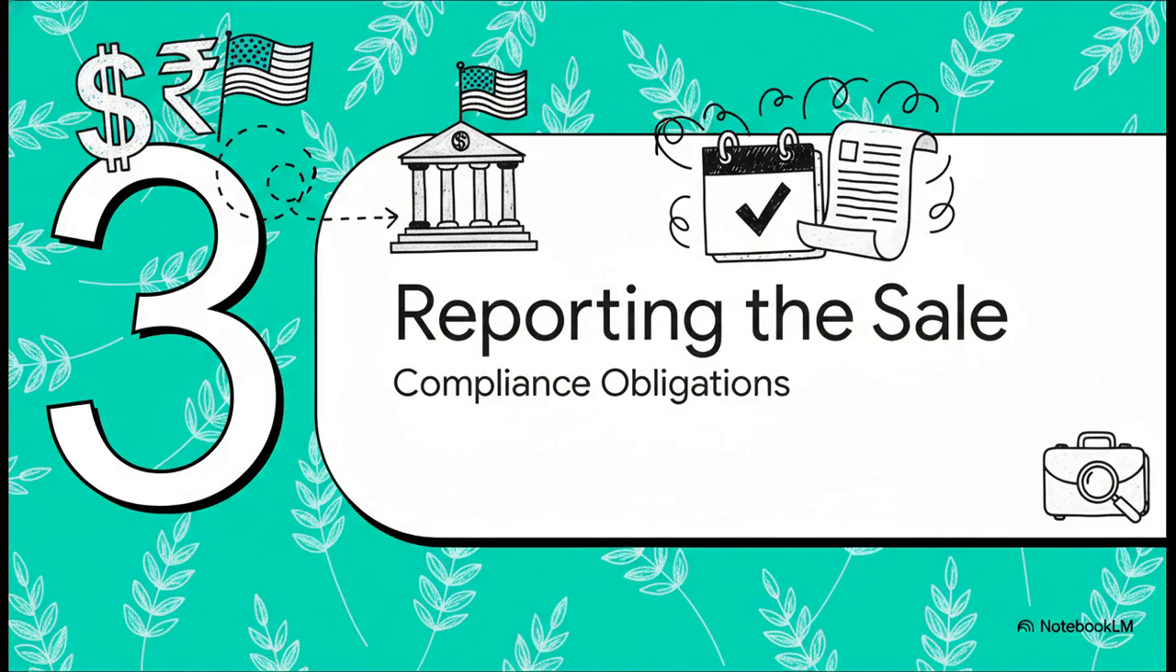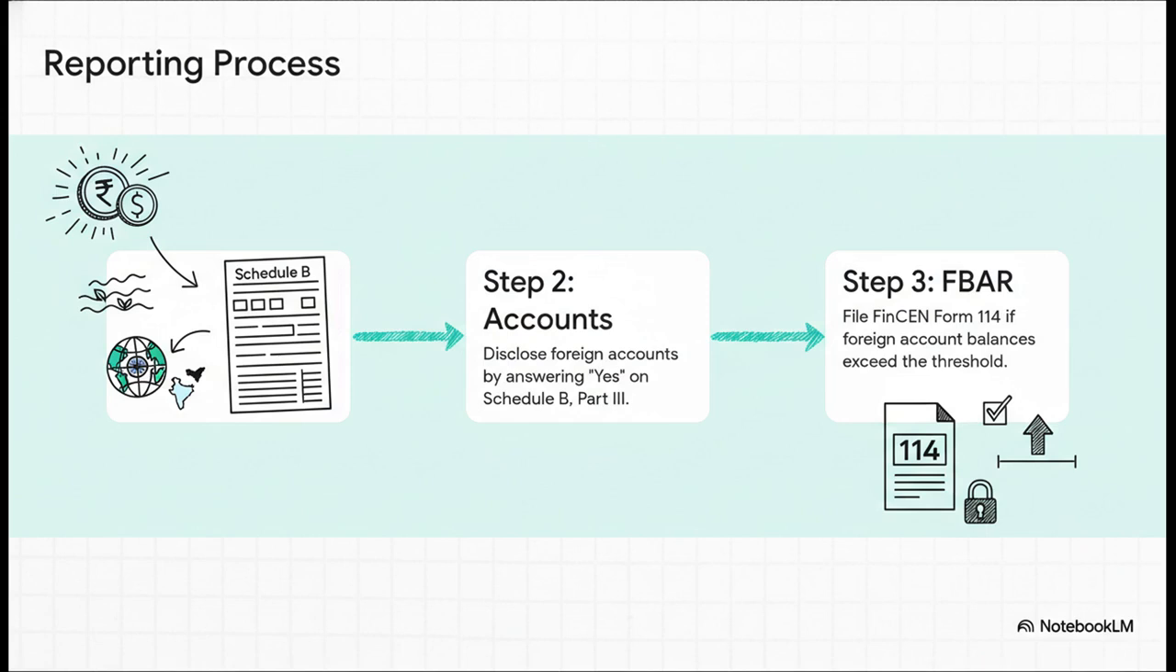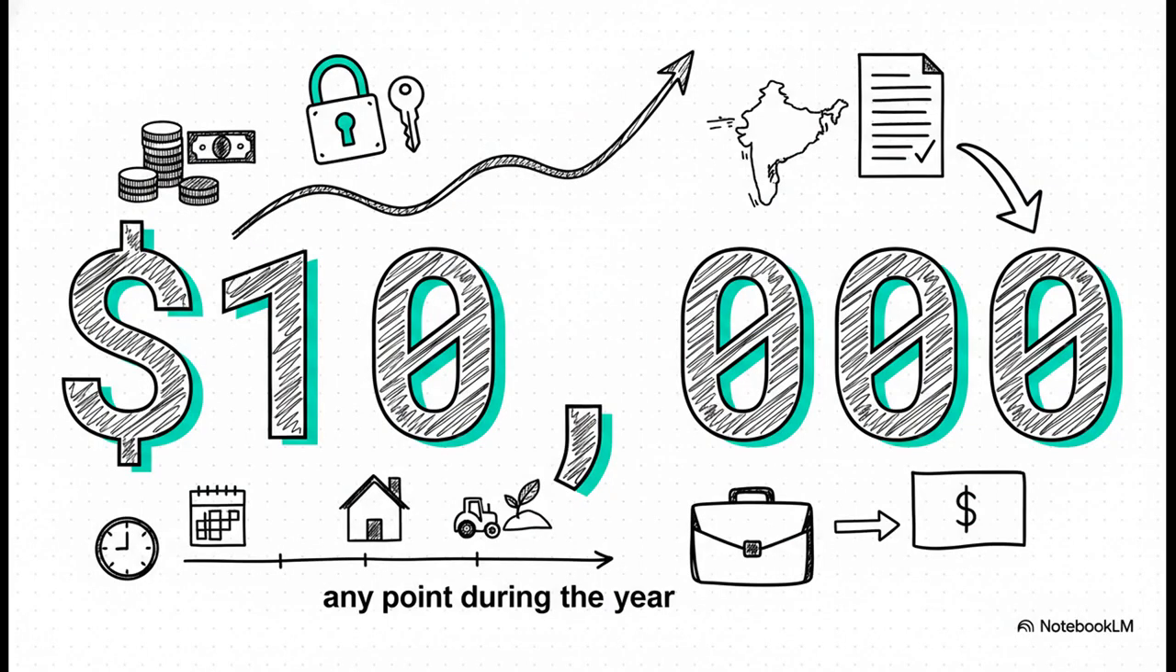Okay, so the FEIE is off the table. Let's move on to what you actually have to do. The moment that money from the sale hits your bank account in India, a whole new set of U.S. reporting requirements are triggered. Think of this as your immediate action plan. It's a three-step checklist. First, you have to report any interest you're earning on those funds on Schedule B. Second, you have to check Yes on Schedule B to disclose that you even have a foreign account. And third, you have to file an FBAR, which is officially FinCEN Form 114. Now, this number is critical.